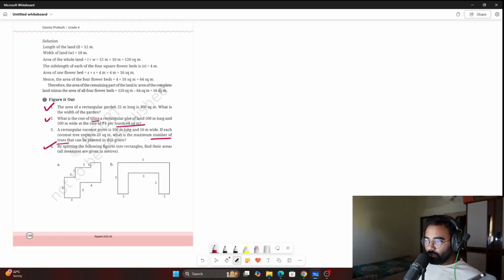Let's go on to the 4th question. By splitting the following figures into 2 rectangles, find their areas. All measures are given in meters. Now we need to split this entire diagram into rectangles. Right now we'll skip this. We'll move on to the next question.